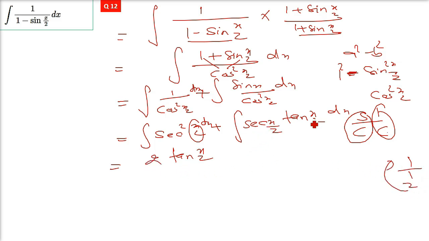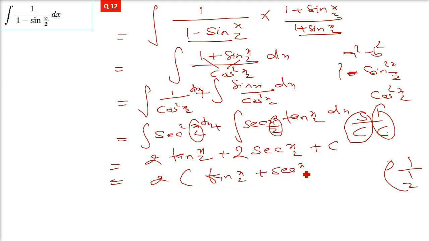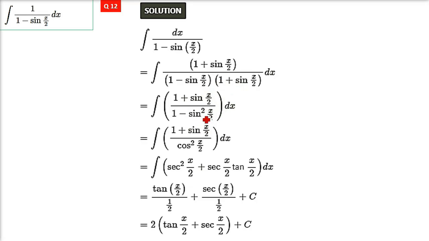Here also sec x by 2 tan x by 2 gives sec x by 2. Again we have to divide because x by 2 is not x. So you have to differentiate and divide by 2. So this 2 goes up, with the constant of integration here. This is your final result. You can take this 2 out for more simplification. It's not mandatory, but you can take 2 out. So this is your final result, you can say.